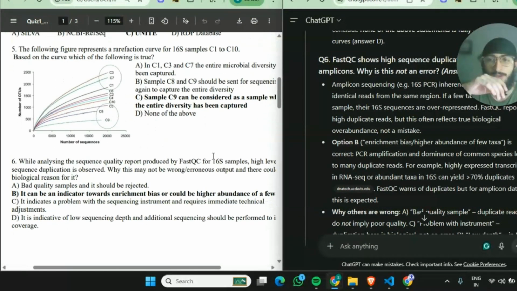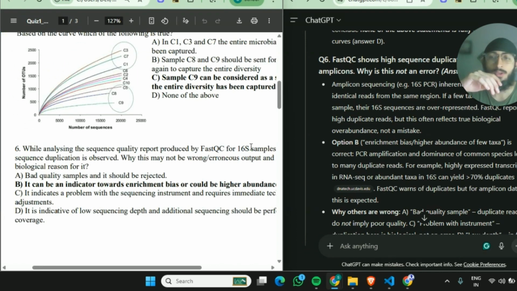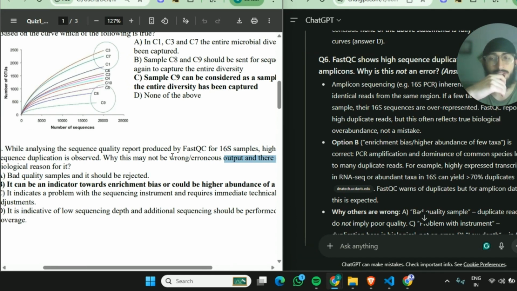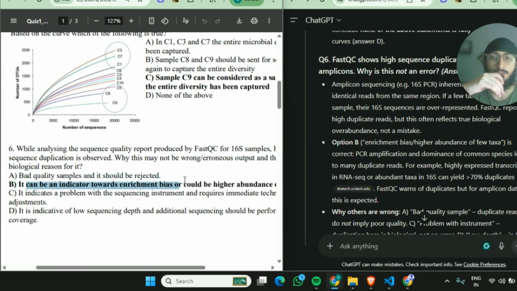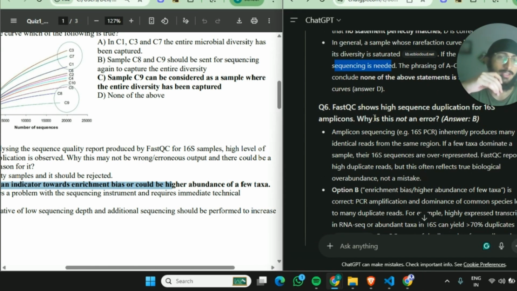Now, moving on. While analyzing the sequence quality report produced by FastQC for 16S samples, a high level of sequence duplication is observed. Why? This may not be wrong or erroneous output, and there could be a biological reason for it. It can be an indicator towards enrichment bias or could be higher abundance of few taxa. So let us understand this problem.